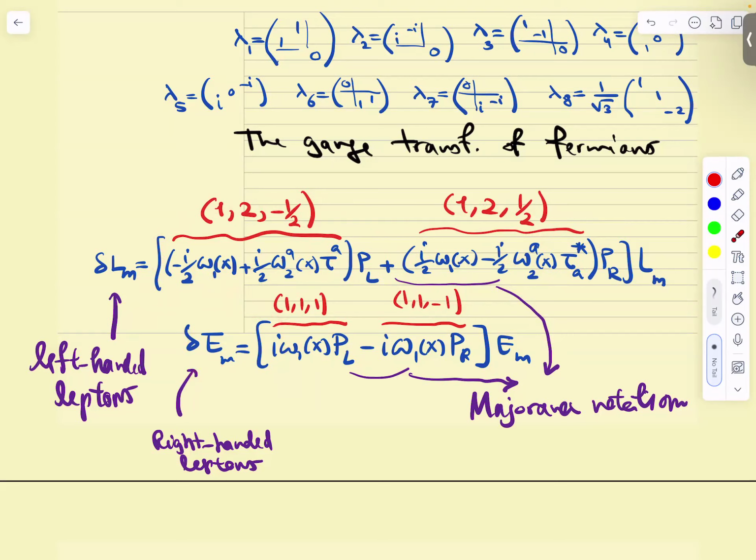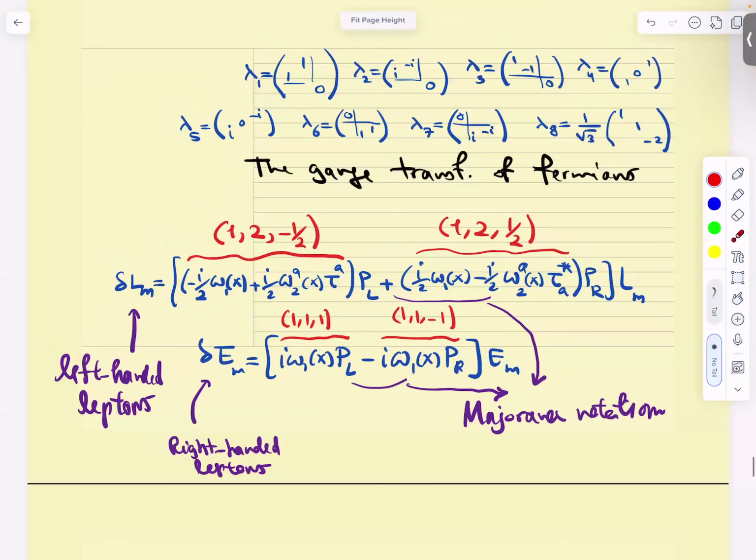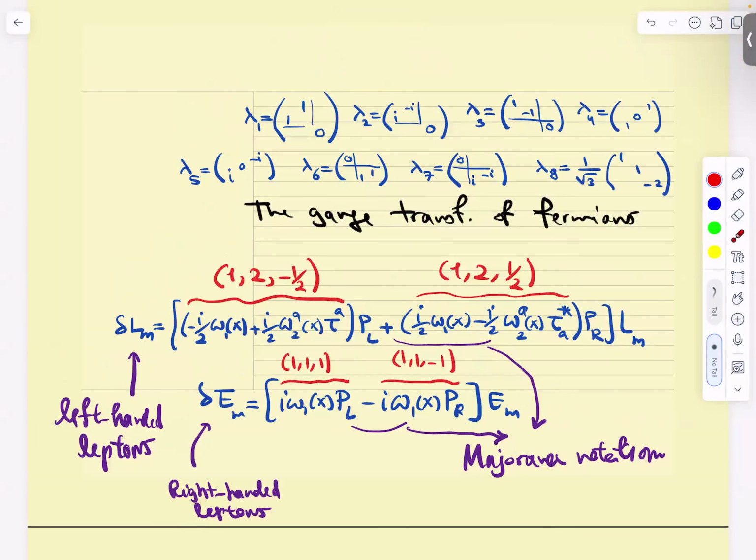Now the right-handed leptons. Actually, let's start with the right-handed part. It's 1, 1, minus 1. There are no tau a's, right? And of course these are leptons, so there are no generators of the SU3. There are no Gell-Mann matrices, no lambda alphas. All that you've got is just omega 1, charge minus 1, and because I'm in my notation, I have to include this as well. All right? So these are my gauge transformations, all that there is to it.